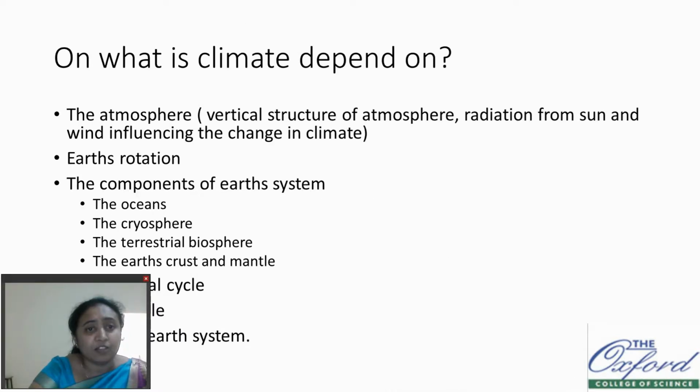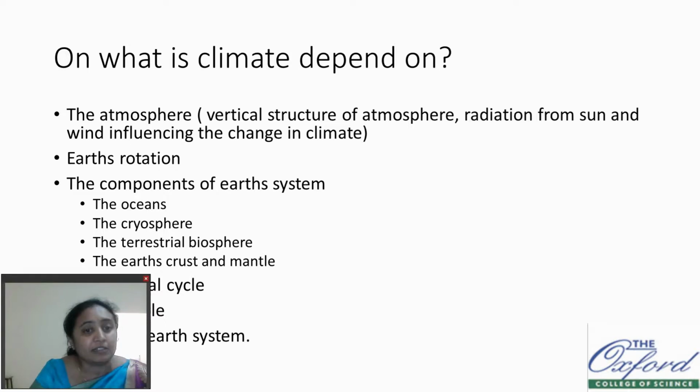So now we see what climate is dependent on. The primary thing that comes to everyone's mind is the atmosphere. Yes, the atmosphere: the structure of the atmosphere, the radiation coming into the atmosphere, and the changing wind pattern will influence the whole set of atmospheric parameters. In addition to that, the Earth's rotation also influences climate change.